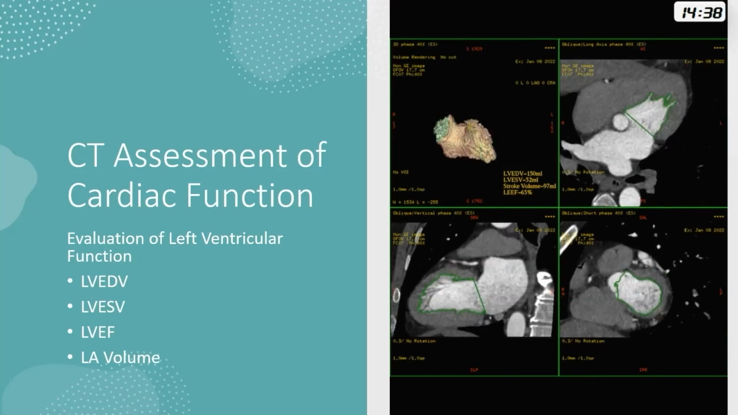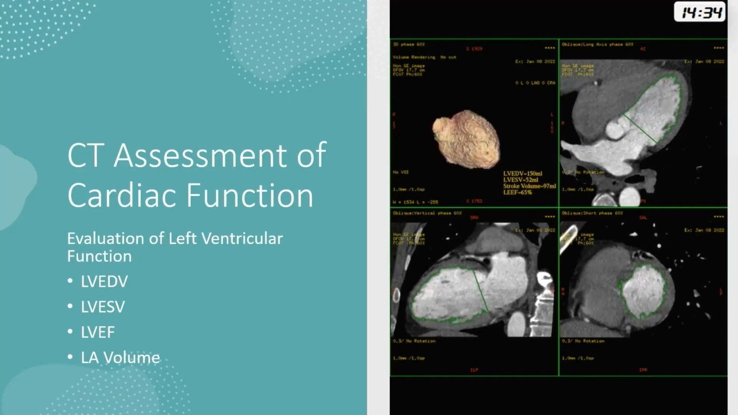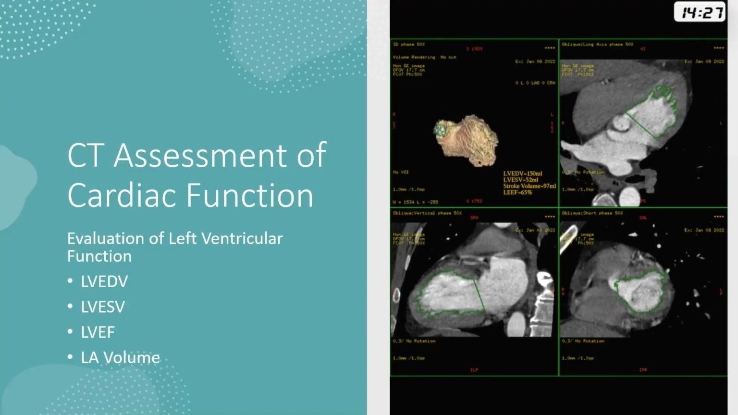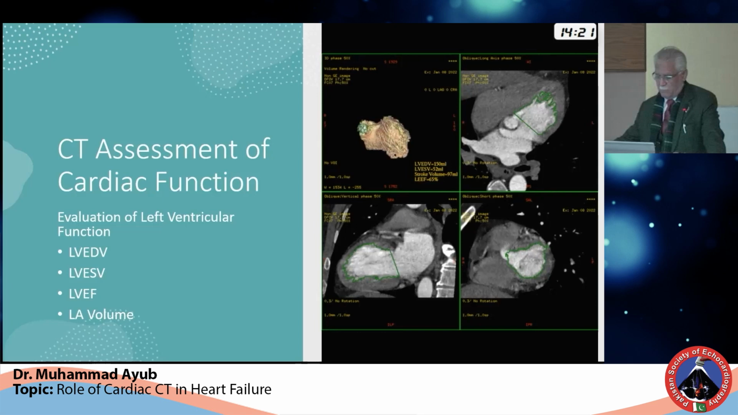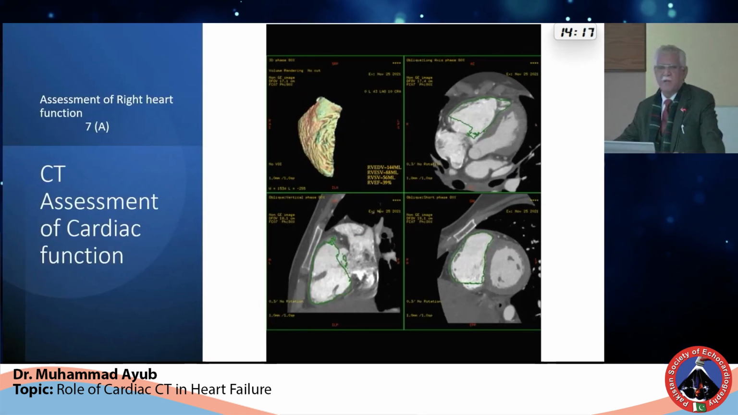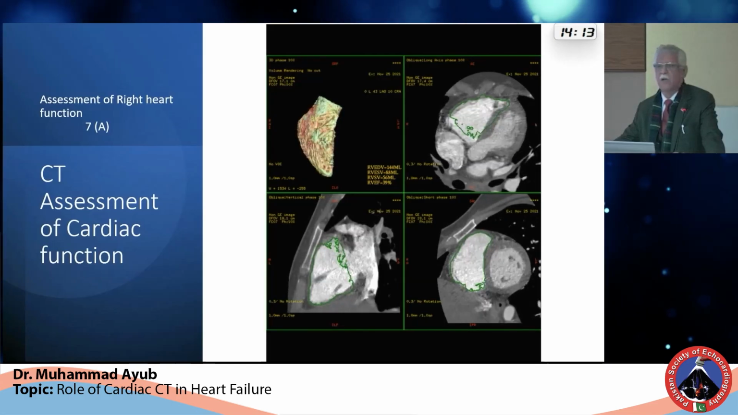Like you see in this slide, you can very conveniently assess left ventricular systolic function with gated cardiac CT. You can assess LV end diastolic volume and systolic volume, ejection fraction, and even LA volume. Similarly, you can assess right ventricular volume and ejection fraction with gated cardiac CT.